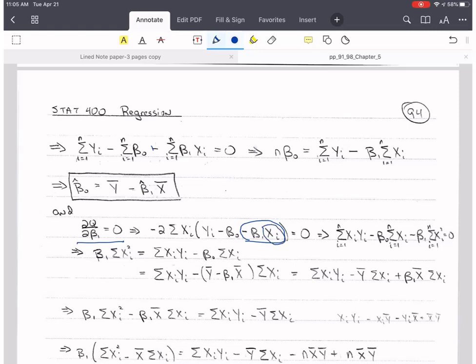xi is a constant. So when I take the partial with respect to beta 1 of negative beta 1 xi, xi is a constant with respect to beta 1. So it's going to be xi times the partial with respect to beta 1 of negative beta 1, which is going to be a negative 1. So I get negative xi. I've pulled the negative out to the side, outside of the summation, and then xi is multiplied by everything that's left once I subtract 1 from the exponent.